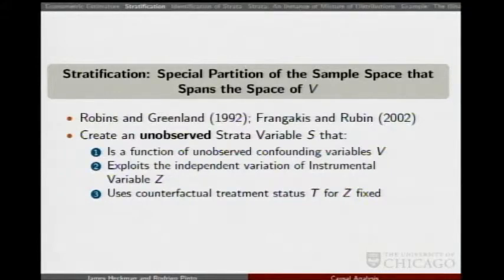So where did stratification arise? This is a concept that's been around in statistics, that I'm aware of, from the time of a paper by Jamie Robins and Sander Greenland some 20 years ago, and a more recent paper by Frangakis and Rubin some 10, 12 years ago. What strata would be is an unobserved strata variable. I'm going to show how we can make it observable, or at least characterize its properties. It's a function of the unobserved confounding variables V that exploits the independent variation of instrumental variable Z, and it allows us to do a principal counterfactual analysis.